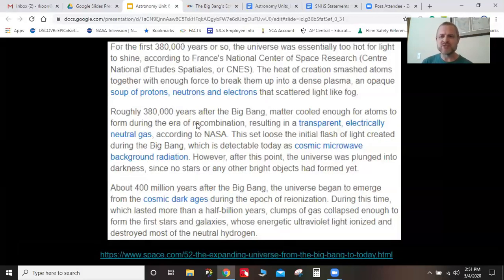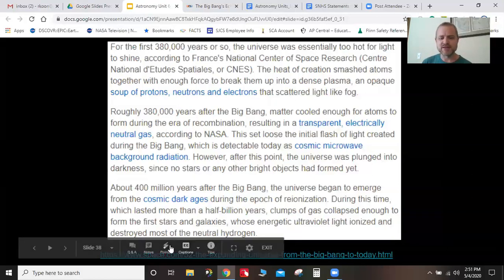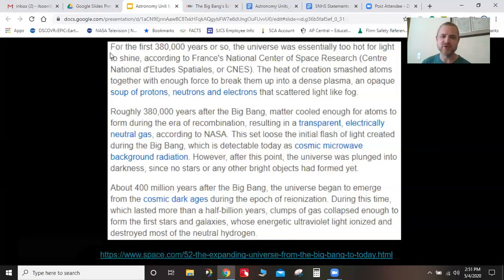So I want to just read this to you real quick. This is something I got from space.com. For the first 380,000 years or so, the universe was essentially too hot for light to shine, according to France's National Center of Space Research. The heat of creation smashed atoms together with enough force to break them up into a dense plasma, an opaque soup of protons, neutrons, and electrons that scattered light like fog.